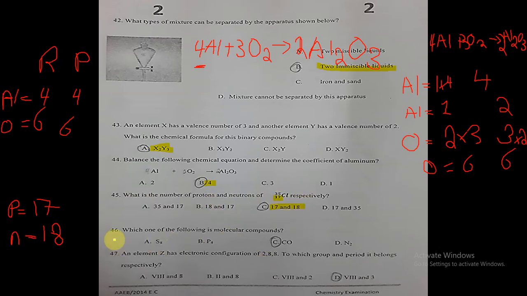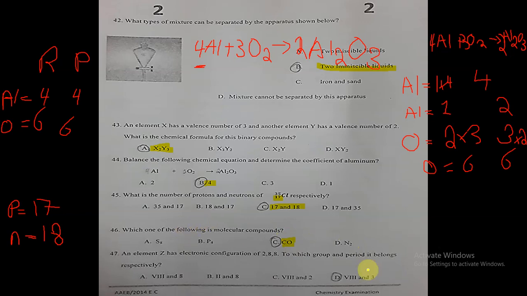Okay, now question number 46 is asking which one of the following is a molecular compound. Molecular compound means it's a compound. Here we have sulfur, which is an element, phosphorus, which is an element also, nitrogen is an element, but carbon monoxide is a compound.